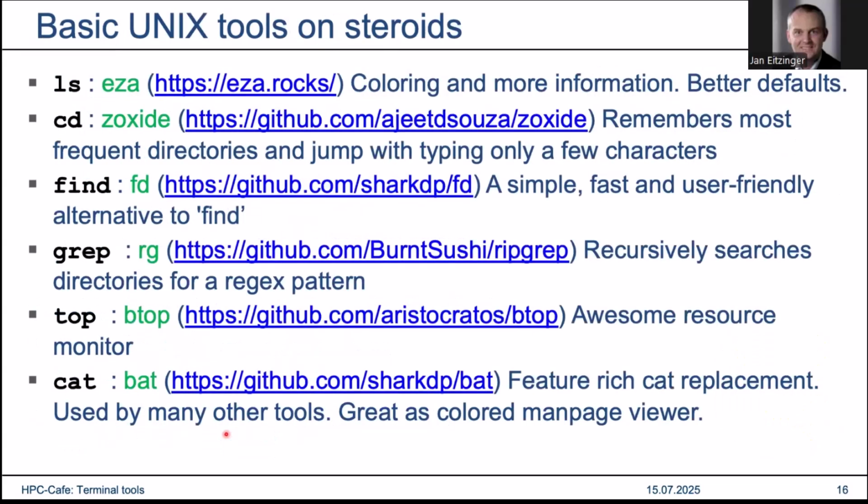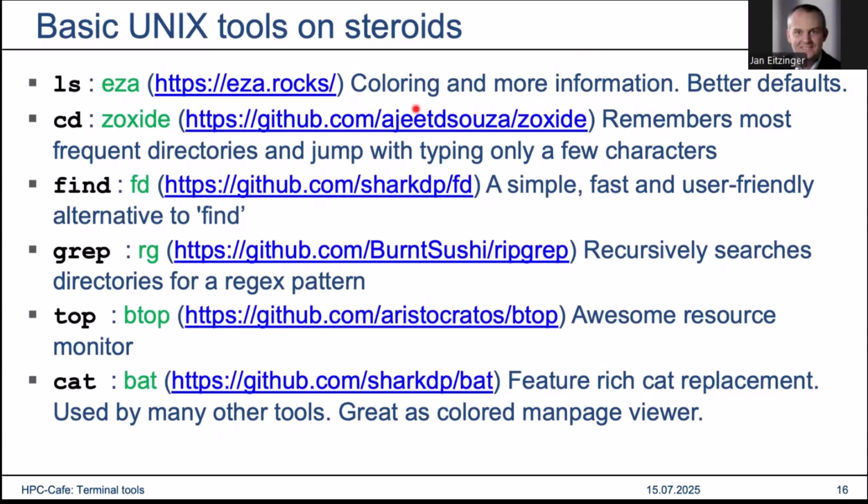Now, a selection of basic Unix tools on steroids. Over the past few years, there were re-implementations of standard Unix tools with more functionality, faster, you name it, more colorful, of course, that's the important thing. I'll just go through it. First is ls, and there are several alternatives, but I use eza. I will show you. What it provides is coloring and a lot more information.